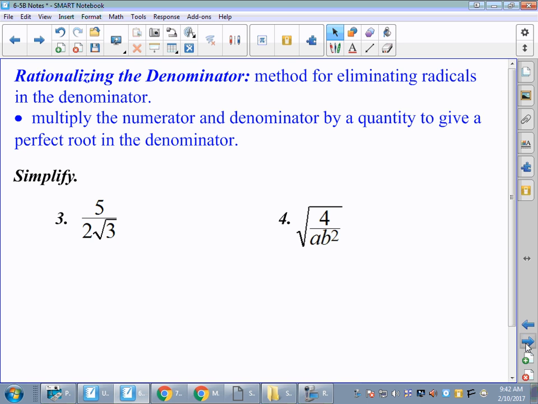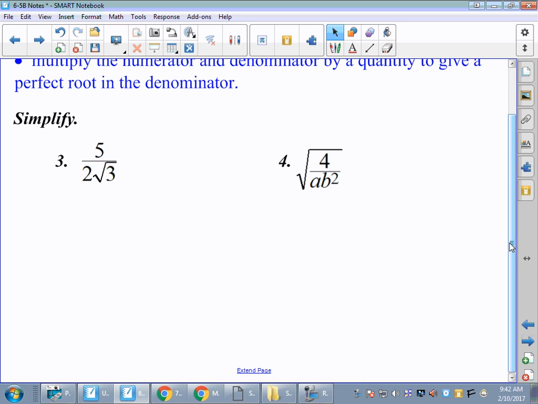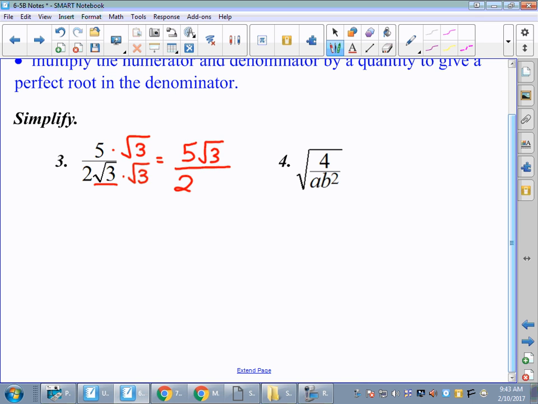So if you look at the first problem, the 5 over 2 times square root of 3, we have no problem with 2 in the denominator. Our issue is with the square root of 3. And so we need to make that square root of 3 turn into a perfect square. I know a perfect square that 3 goes into is the square root of 9. So to make the square root of 3 turn into the square root of 9, I'm going to multiply it by square root of 3. Whatever I do to the bottom, to be consistent, I also have to do to the top. So this becomes 5 root 3 over 2 root 9.